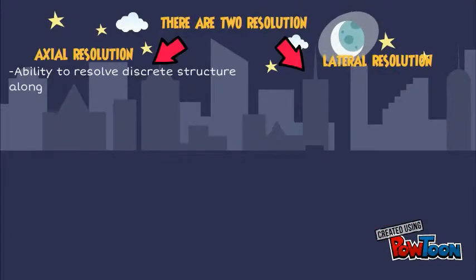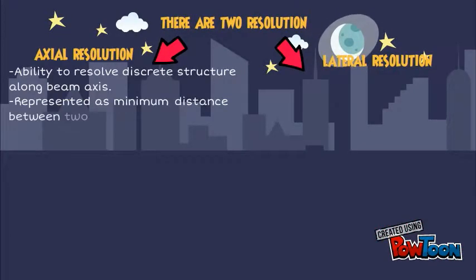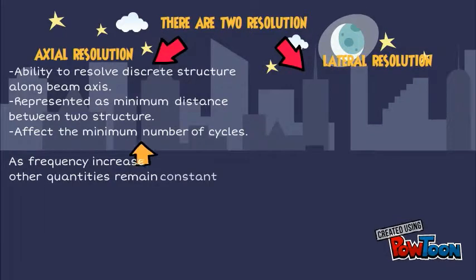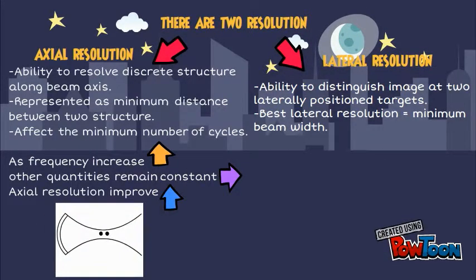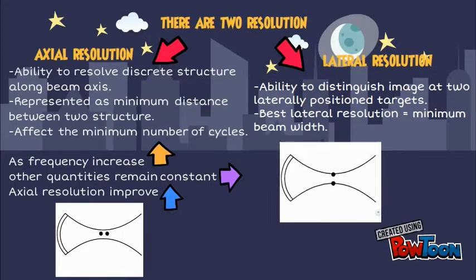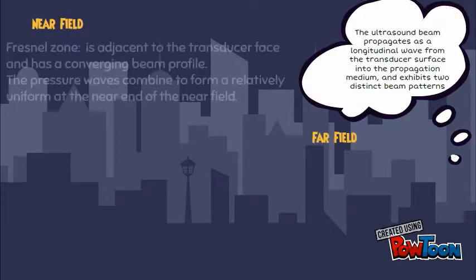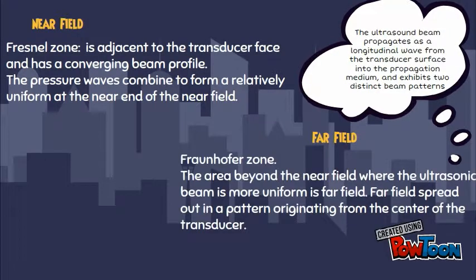There are two resolutions, which are axial and lateral. Axial resolution is the ability to resolve discrete structures along the beam axis. It is represented as the minimum distance between two structures. It is affected by the minimum number of cycles. Lateral resolution is the ability to distinguish two targets at lateral positions. The ultrasound beam propagates as a longitudinal wave from the transducer surface into the propagation medium and exhibits two distinct beam patterns, which are near field and far field.